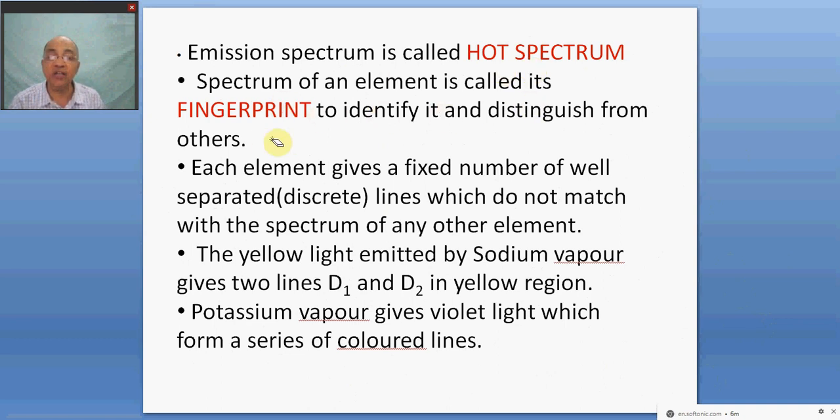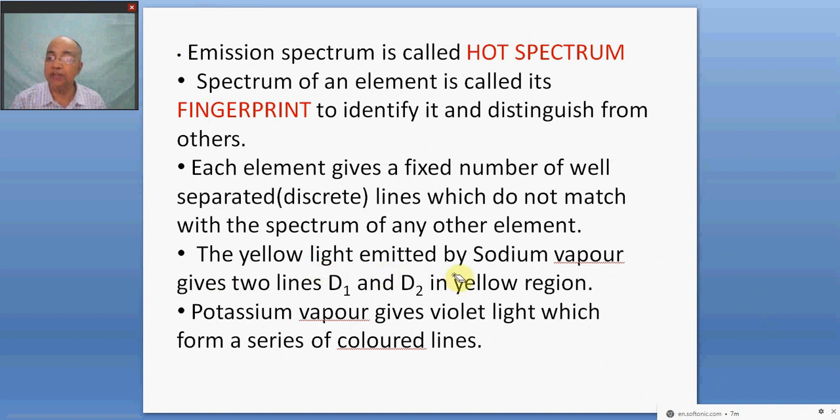The spectrum of an element is called its fingerprint to identify that particular element and distinguish it from others. Just like each one of us, even twin brothers and sisters, do not have identical fingerprints. The fingerprint is different for the two twins. So you can distinguish who is who just by matching the fingerprint. Similarly, each element has its own unique spectrum, and therefore the spectrum of an element is called the fingerprint of the element, which distinguishes it from others. Each element gives a fixed number of well separated or discrete lines which do not match with the spectrum of any other element.